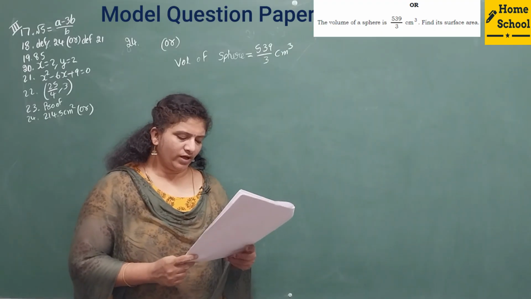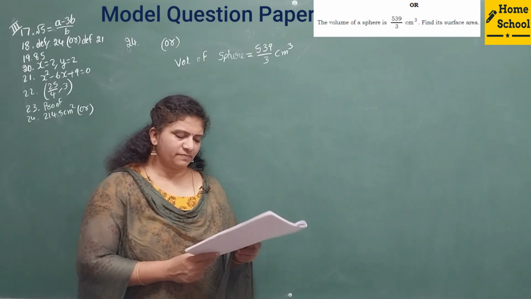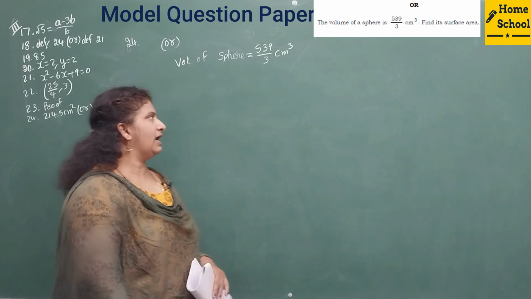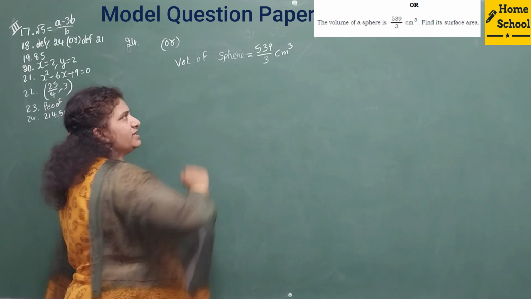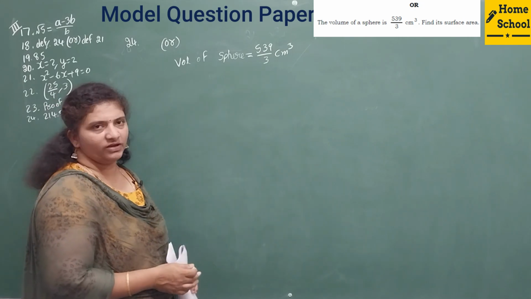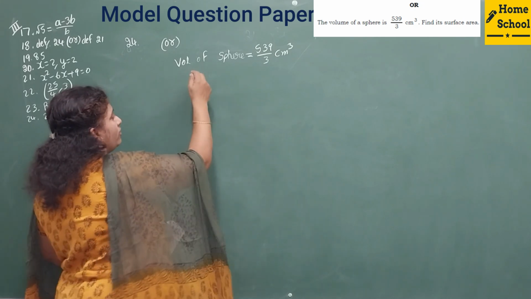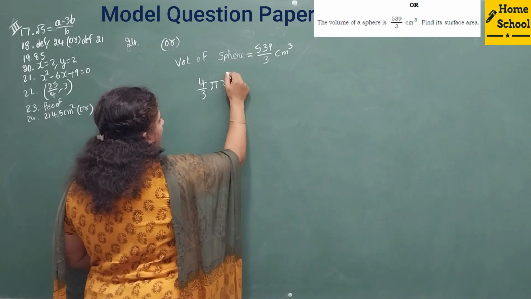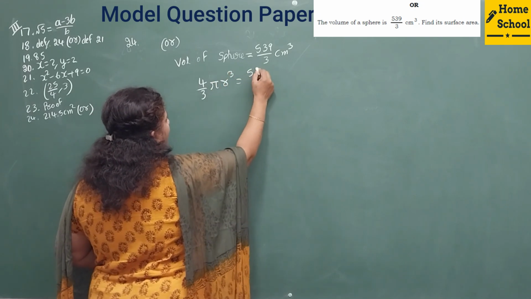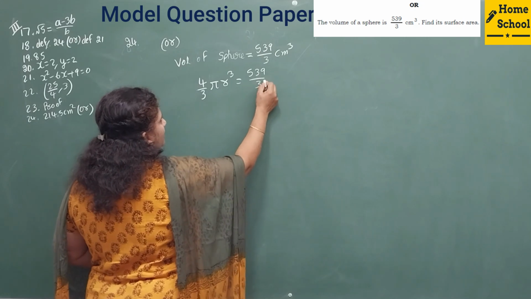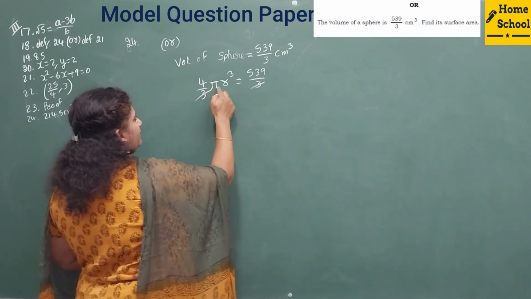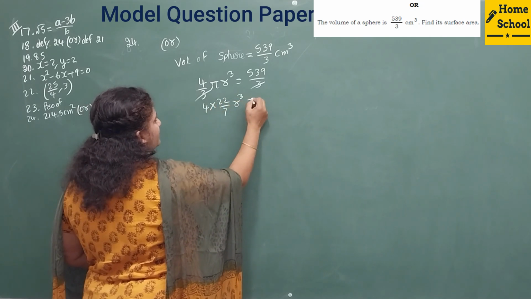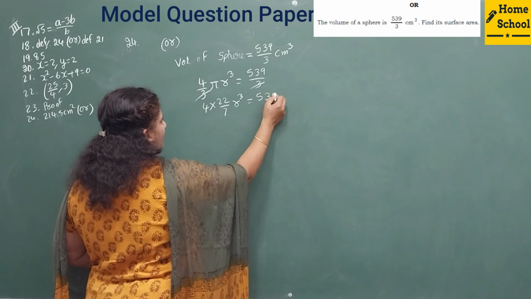In this we have one more OR question. The volume of a sphere is 539 by 3 centimeter cube. Find its surface area. Volume of a sphere is 539 by 3 centimeter cube, given. What is the formula? Volume of a sphere formula is 4 by 3 pi r cube is equal to 539 by 3. 3 cancel. Pi place right, 22 by 7. R cube is equal to 539.